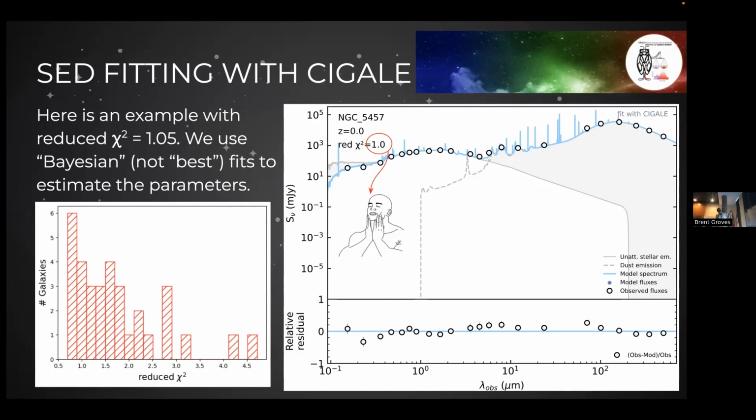And here you have an example of the fit that we have done for NGC 5457. You can see in blue the model spectrum, and you can see that it fits quite well the observed flux, which are the white dots, and you can see that the chi-square value is optimal for that case.